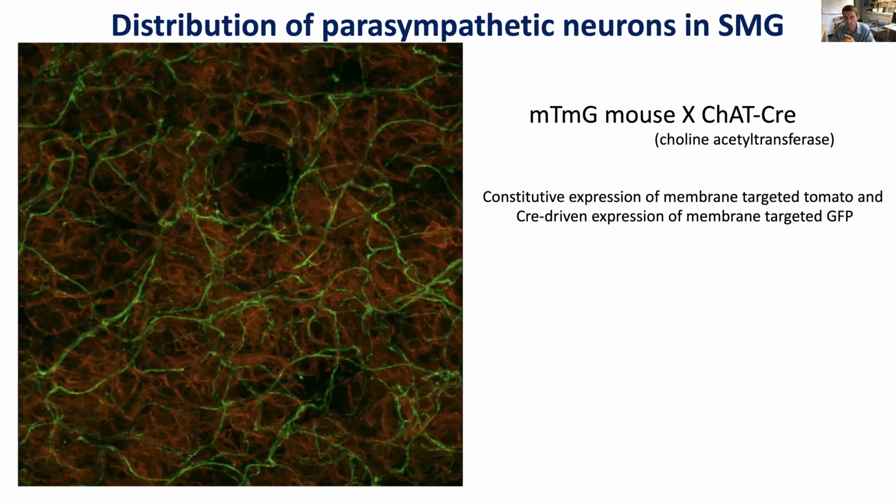To at least address the first issue, that there's a heterogeneity of neural inputs, what we did was cross a mouse that expresses membrane-bound red fluorescent protein in all cells with a driver that would put a green fluorescent protein in cells that express acetylcholine transferase, i.e. they're representative of parasympathetic neurons. And you can see that there's a relatively homogeneous distribution of neurons through the field of view. So we don't think it's that there's a heterogeneous distribution of neurons.